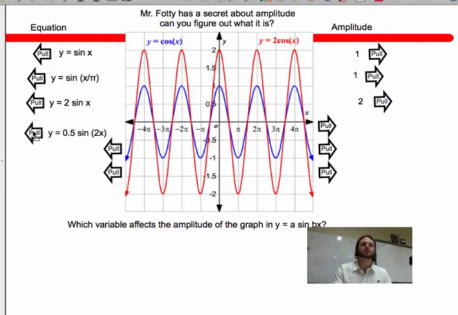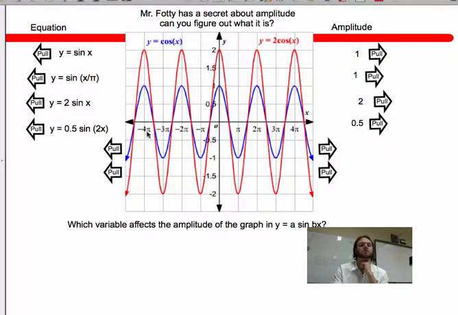What changed it? Take a look at this one, 0.5 sine 2x. What will my amplitude be? Here, 0.5. My next one here is y is equal to 3 sine x over 10. What do you think my amplitude here is?